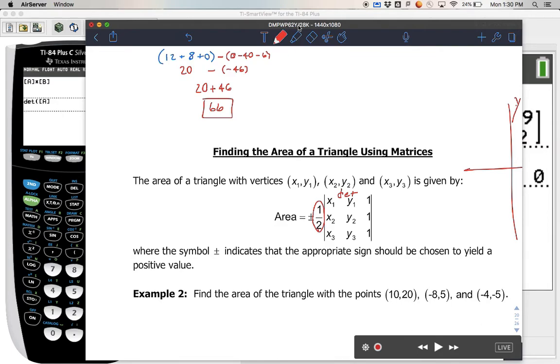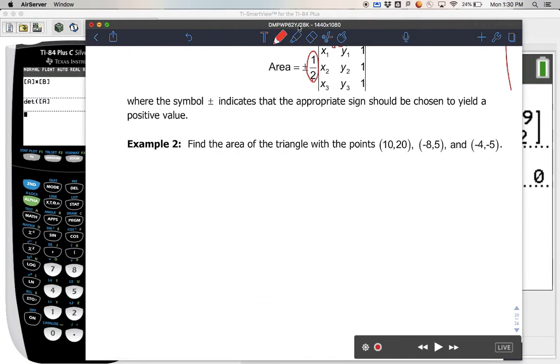That's the half part right there. And then the plus minus symbol indicates that the appropriate sign should be chosen to yield a positive value. Sometimes when you get these determinants, depending on what order you put the ordered pairs in, sometimes you'll get a positive number, sometimes you'll get a negative number. So that's just saying change it to a positive number because you can't have a negative area.